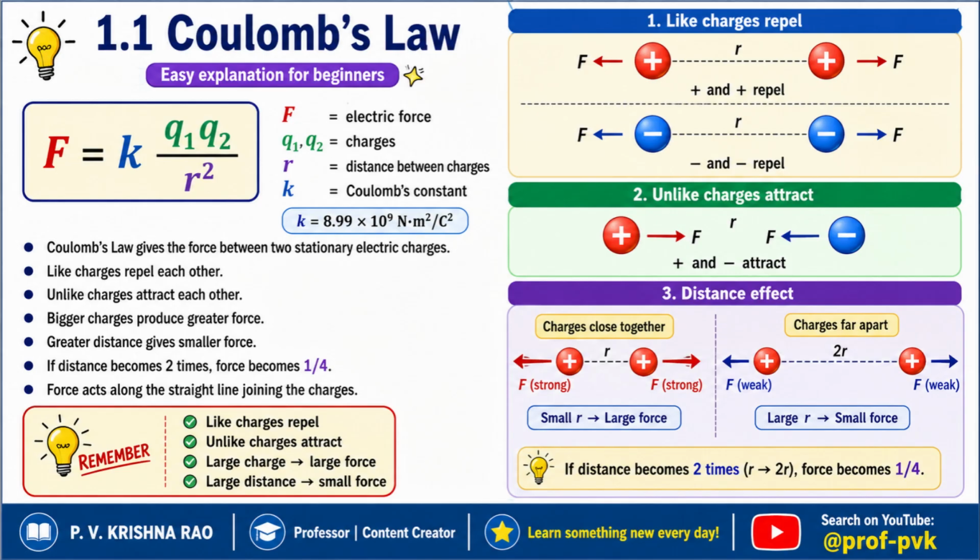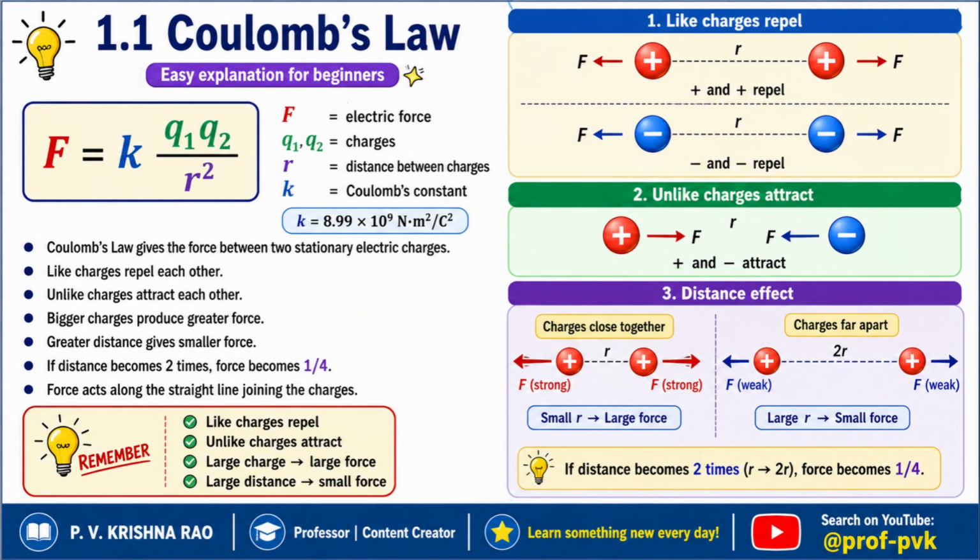So, what is the distance effect here? Or what is the role of distance that we will see? When charges are close together, a large force is obtained. If r is small, then a large force is obtained. You should remember that, according to the formula and also according to the image.